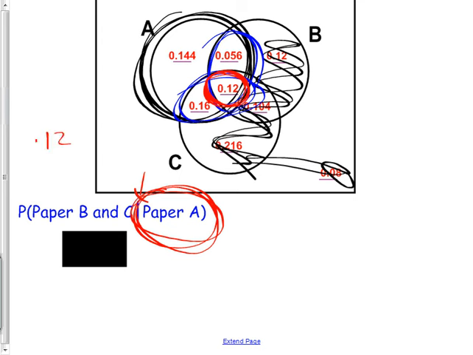Or is it? When you have a given, aren't you supposed to be dividing by something? What was possible? Is everything possible? No. Everything possible added up to 1, but everything that was possible here is only these guys. So you'd have to add all of those up and they go on the bottom. 0.144 plus 0.056 plus 0.12 plus 0.16. All right, so remember, givens always have something on the bottom. What it's out of changes.